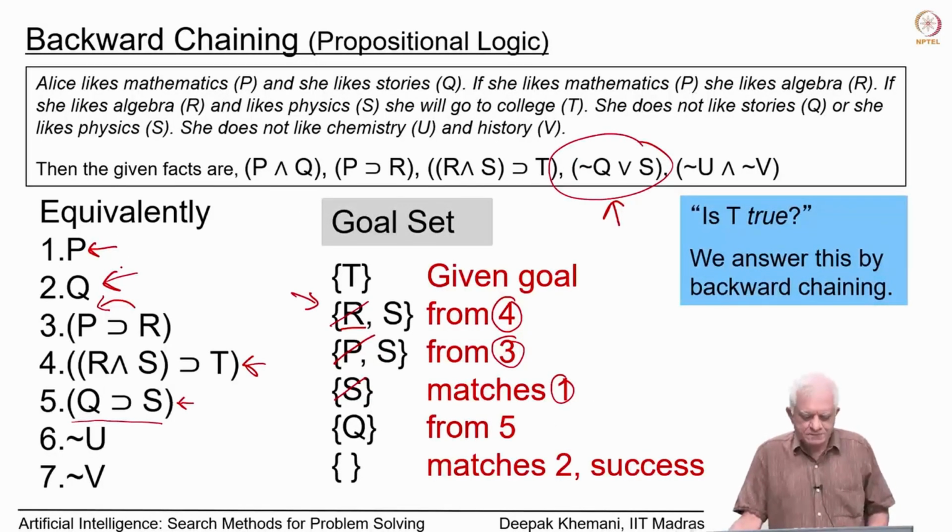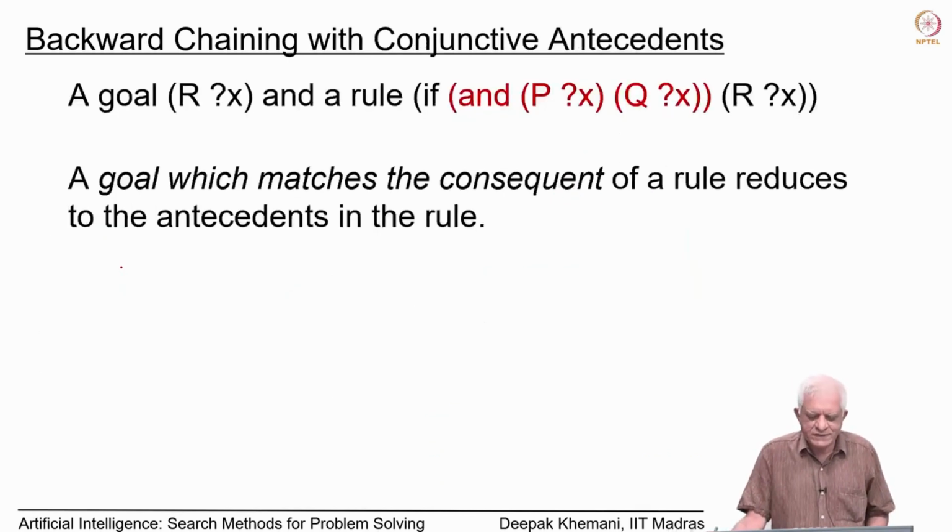So, we are back and we have been looking at the process of backward chaining or backward reasoning in logic. We just saw in the last session how a backward chaining proof in propositional logic can be found. Now, we want to extend this notion to first order logic and see how that works. In particular, we are interested in conjunctive antecedents.